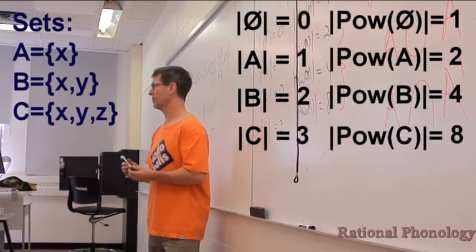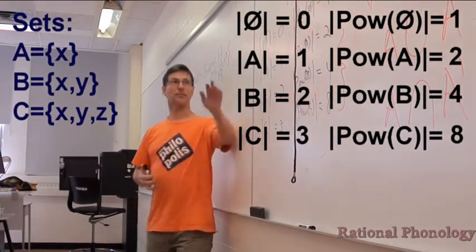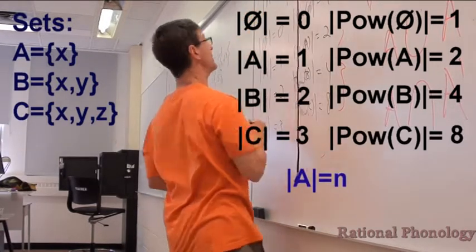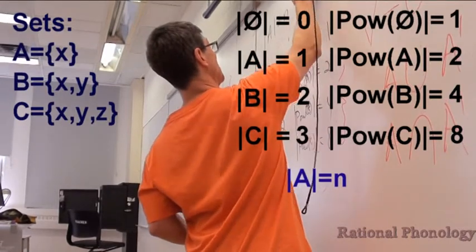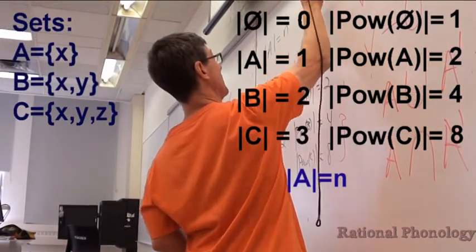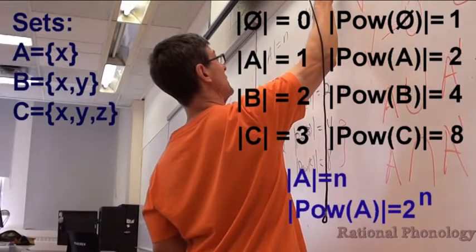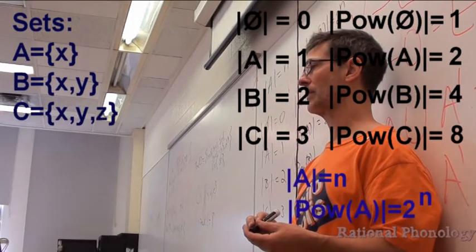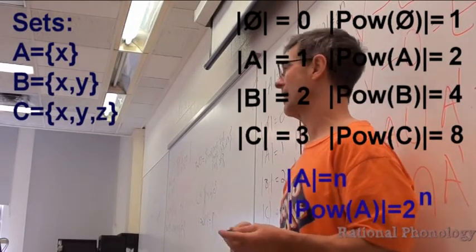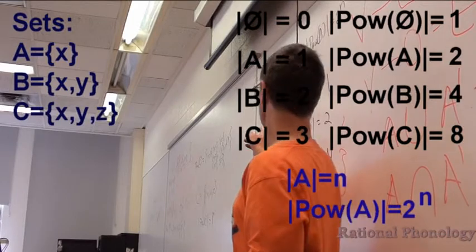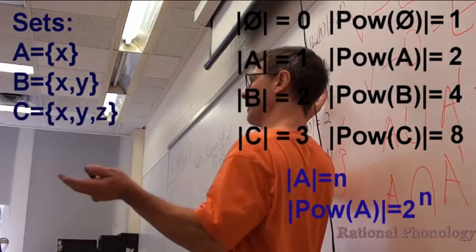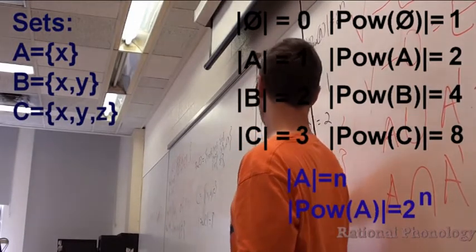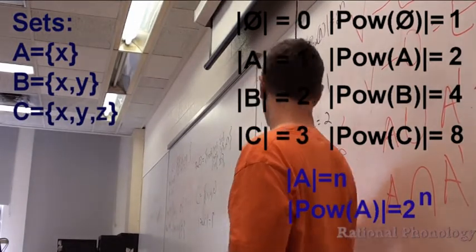Okay, do you see the pattern? If the cardinality of A equals n, then the cardinality of the power set of A equals 2 to the nth power. Tricked you into doing math. Okay? So 2 to the 0th power is 1. You might not remember that from grade 7 or whatever. 2 to the first power is 2. 2 to the second power is 4. 2 to the third power is 8.